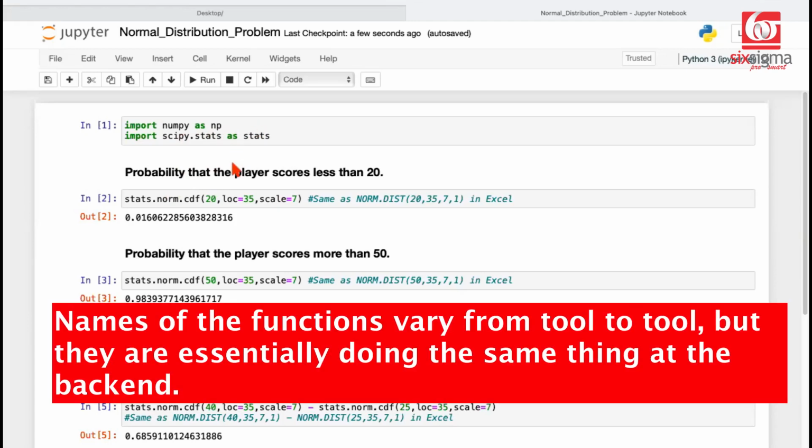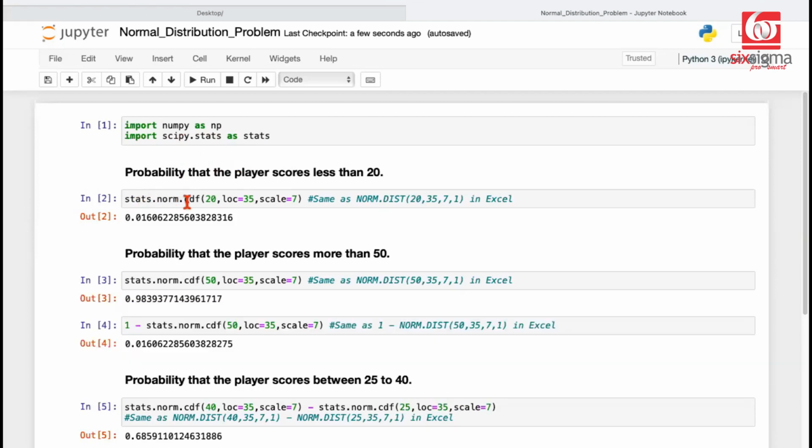The names of the functions might vary, but essentially it has the same normal distribution table at the back end. The function is cdf, which is the cumulative distribution function. And we used to pass a 1 in the Excel formula, if you remember, for this only. So you just have to mention the value. The first problem, if you remember, was a straightforward problem for probability: what is the probability the player has scored less than 20? So you put 20 here. Location here is mean, and standard deviation is something that you have to mention as the scale. This is the same as this formula. And if you see, the answers will also tally, 0.0160 or 1.60%. We got the same answer earlier.